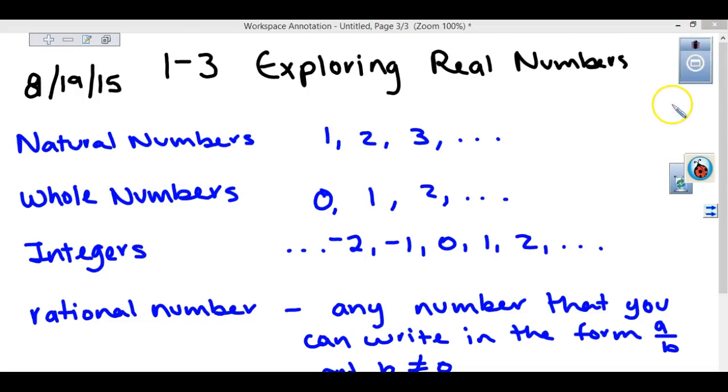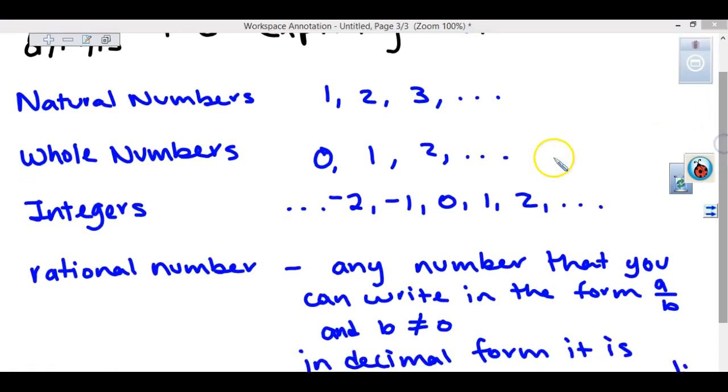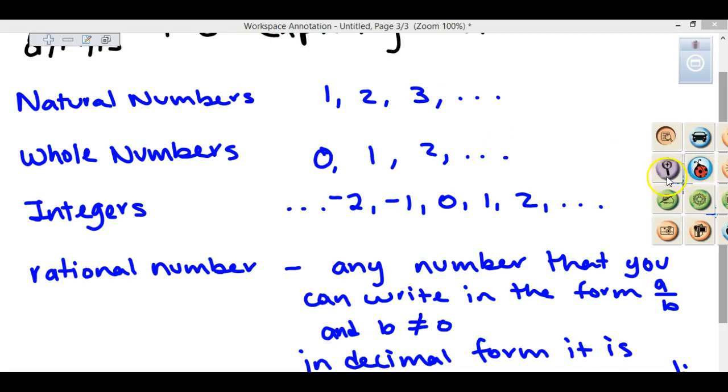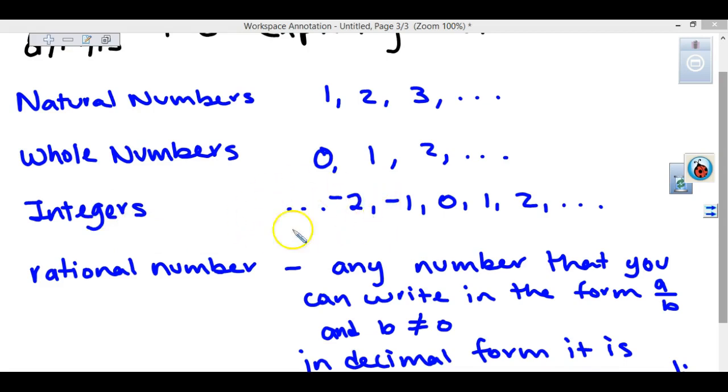Today we're exploring real numbers. We'll start exploring real numbers by being able to classify numbers into different sets. So natural numbers are the numbers beginning with 1, 2, 3 and going on to infinity. Whole numbers will begin with 0, 1, 2, 3, 4 and they go on to infinity. Integers include all of the negatives, 0 and all of the positive numbers.